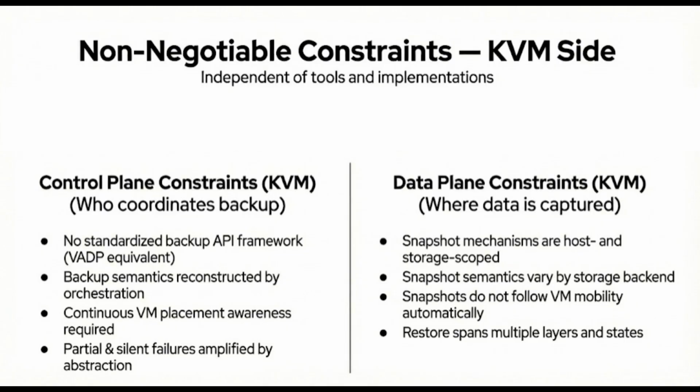Finally, restore becomes a cross-layer operation. Correct recovery depends on the alignment of control plane state, hypervisor state, storage snapshots, and VM metadata. A snapshot can be fast and technically successful, yet still be insufficient for a reliable restore. These are not implementation issues. They are structural constraints of VM Essentials on the KVM side and of the design choices required to operate at this level of abstraction.